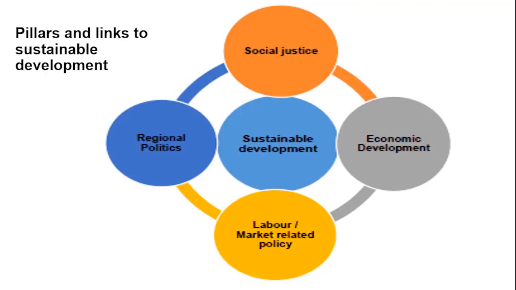So, you know, when you go to negotiate a climate change treaty, have all of these in the back of your mind, that your key drivers are sustainable development for your people, because sustainable development is the word that is in Article 2, the objective of the convention. And sustainable development for you must have social justice, labor and market related issues, regional political issues, and economic development.